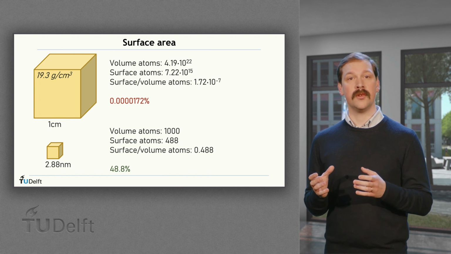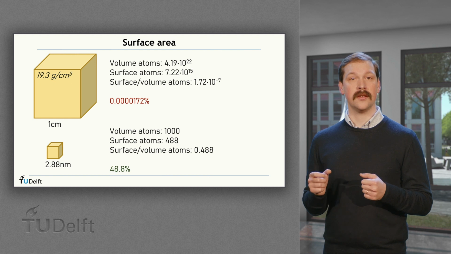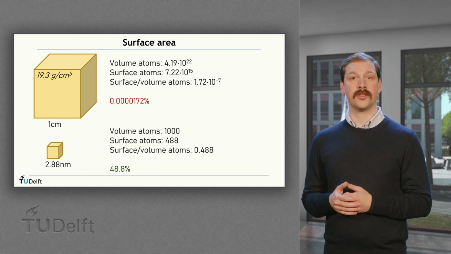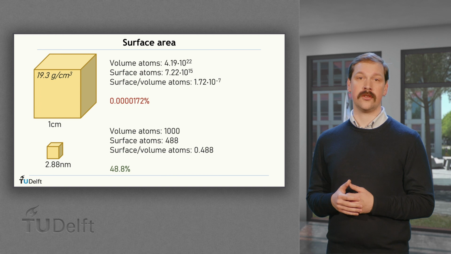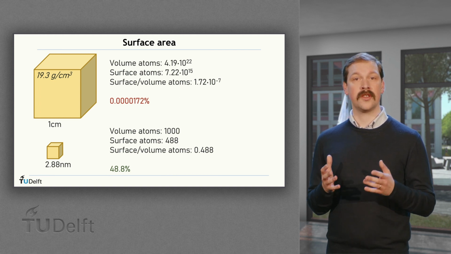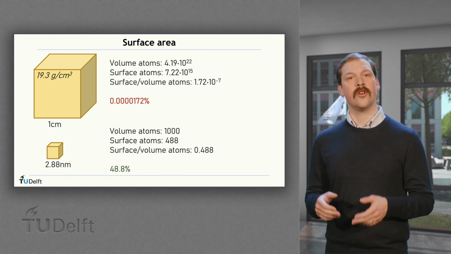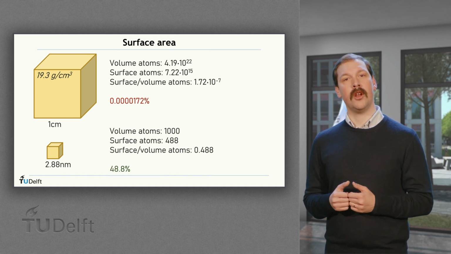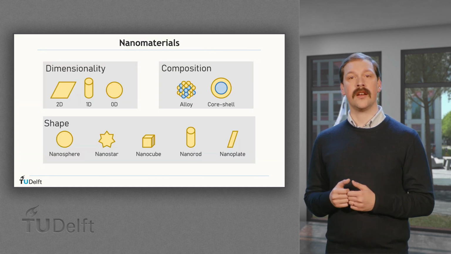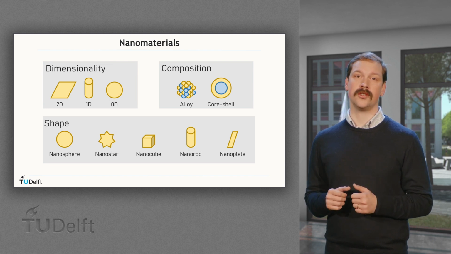For a nanocube of 2.88 nanometers in length, 48.8% of all atoms are on the surface. This means that the surface atoms of 6.8 micrograms of nanoparticles is the same of a 19.3 gram block of bulk gold. A nanomaterial can be called so even if it's nanometer sized only in one direction.